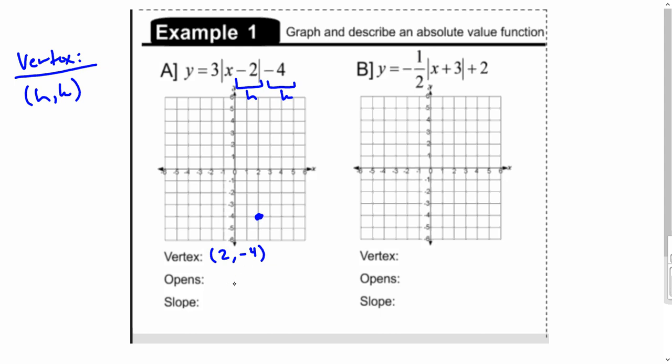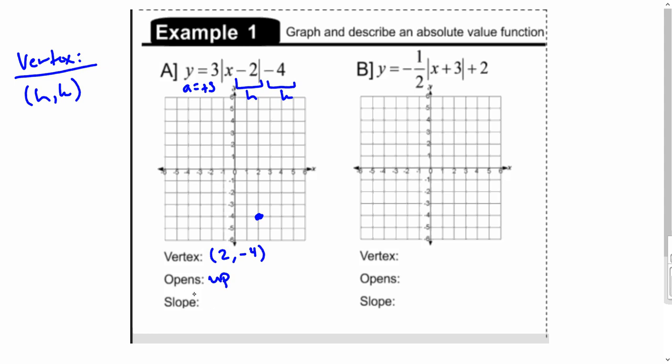When it says opens, that means, does it open up or does it open down? In order to determine that, I need to look at the value of a. If the value of a is positive, it opens up. There's been no reflection. If the value of a is negative, then it opens down because it's been reflected over the x-axis. In this case, we have a value of a that's +3. Because that's positive, it's going to open up.